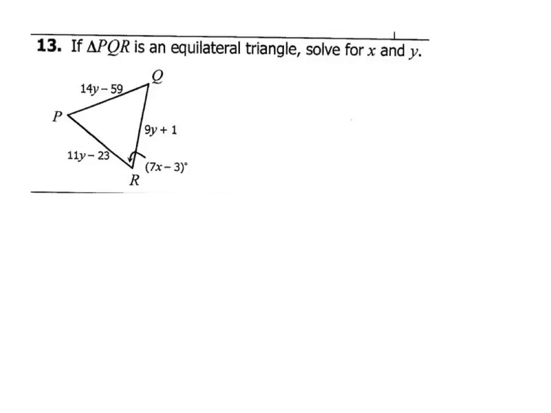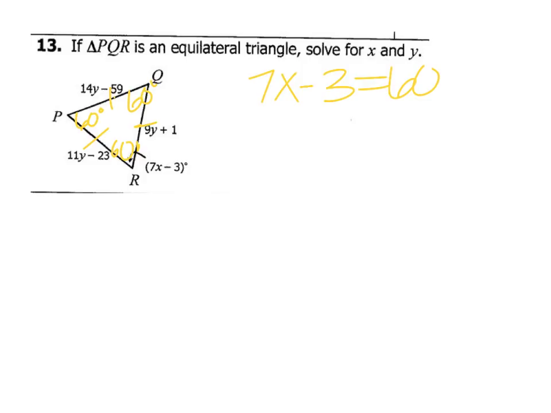All right, last but not least, we want to solve for x and y. Let's start by solving for x. We're given that PQR is an equilateral triangle, so we know all of the sides are the same and all of the angles are the same as well. Every angle is 60 degrees in an equilateral triangle. If angle R is 7x minus 3, and we also know that angle R is 60 degrees, we can say that 7x minus 3 equals 60.